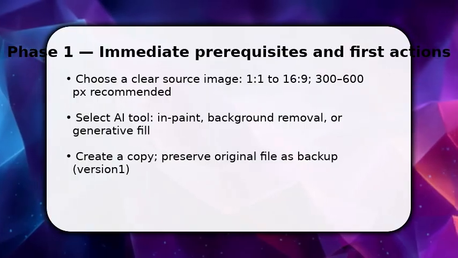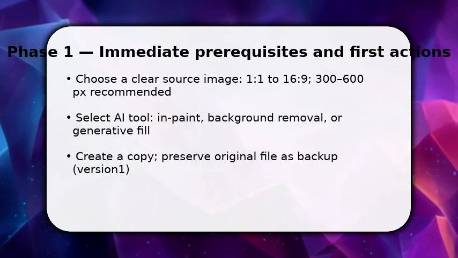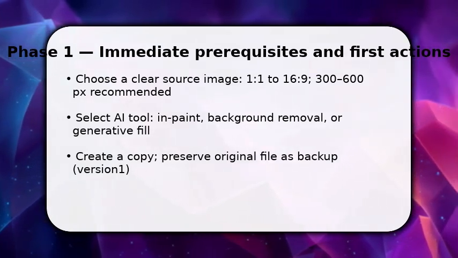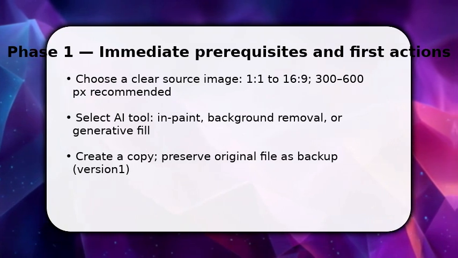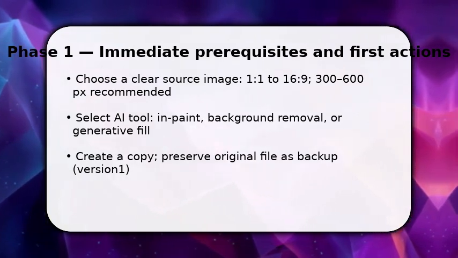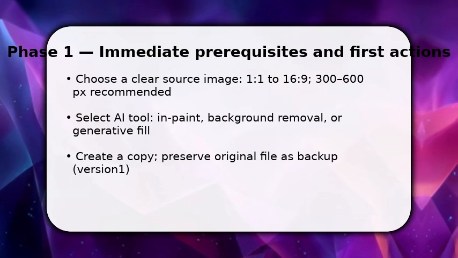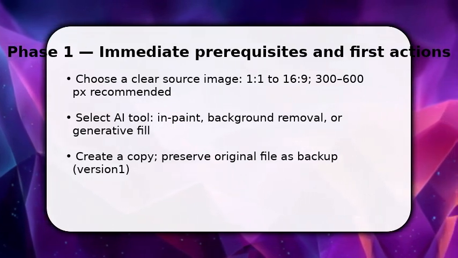You start by picking a high-quality photo and making a duplicate immediately. This protects the original. Open your chosen AI editor and load the copy, then decide whether you need background removal, inpainting, or full generative change.